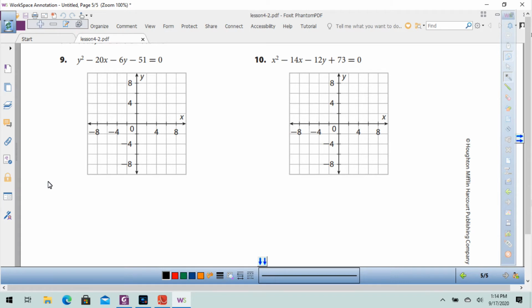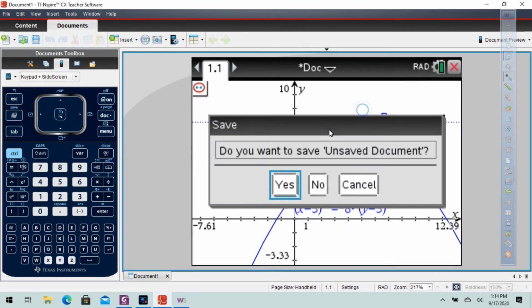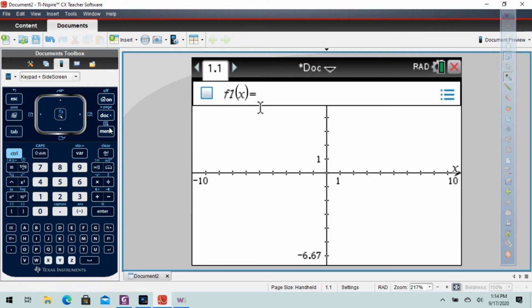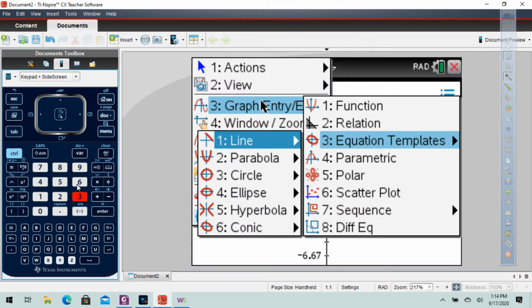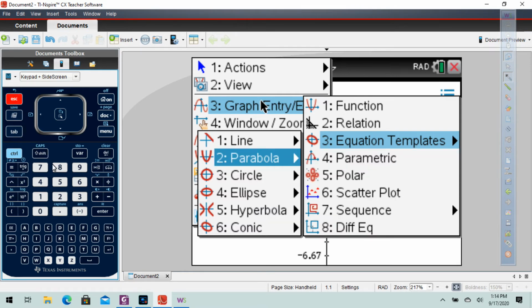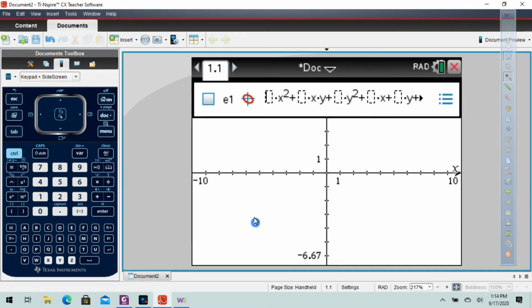So, do it by hand. You know something, why don't we just do it with a calculator? That'll be nice and easy. We'll go on, new, no, and then we'll go to graphs. Menu, 3 for graph, 3 for equation template, and let's see here, there's 2 for parabola. Well, none of those seem to work, do they? So what we're going to have to do is hit escape, and we're going to go down to 6, conic, and we'll use the general equation.